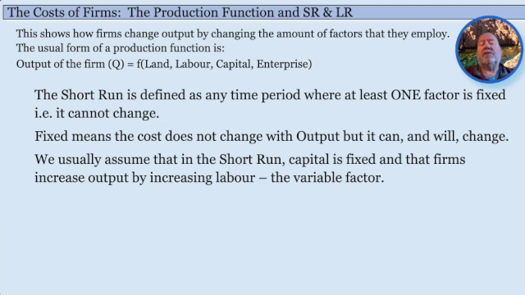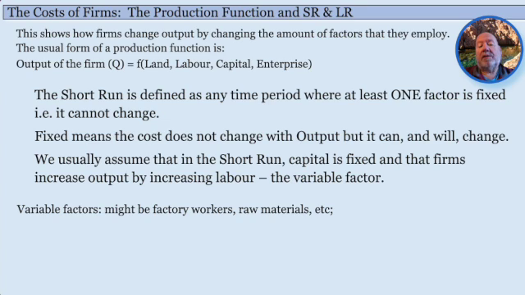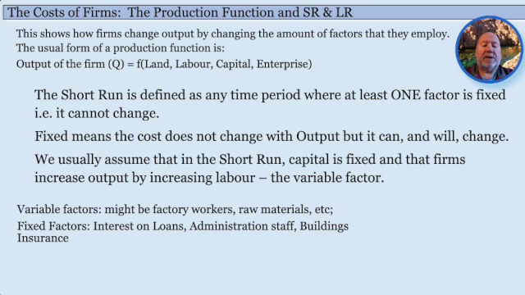And also the short run, the assumption we tend to make is that the amount of machinery capital is fixed, and the firms just increase output by increasing labour, which we call the variable factor. But you could have other variable factors. You could have workers, which is labour; raw materials, they're all variable because they will all change when output changes. The fixed factors are things like loans and admin staff, because they don't change with output. So it's key that you get the idea they don't change with output.